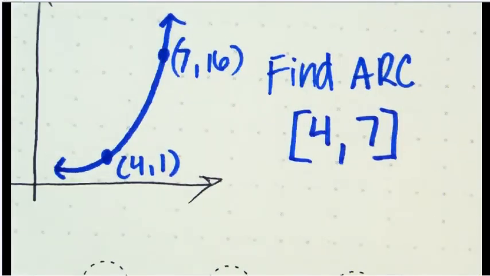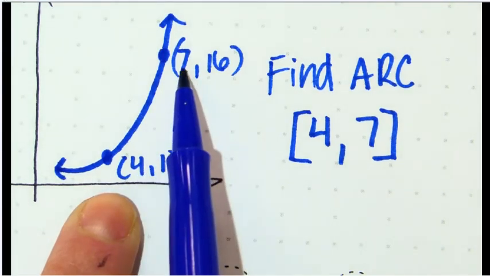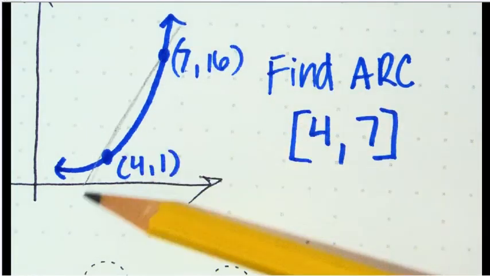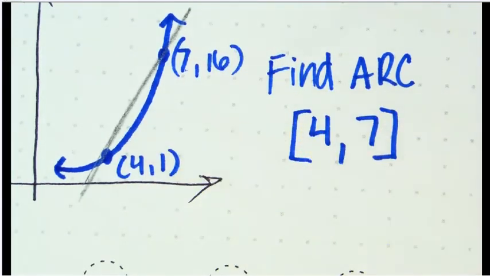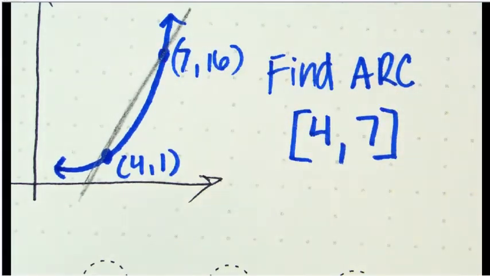So even though there are only 2 points you're given on this graph, we're just reminding you I want the point that starts at x equals 4 and ends at x equals 7. So we're looking for the slope of the line if I were to draw one through these 2 points, right? If I find the slope of this line, that gives me the average rate of change.